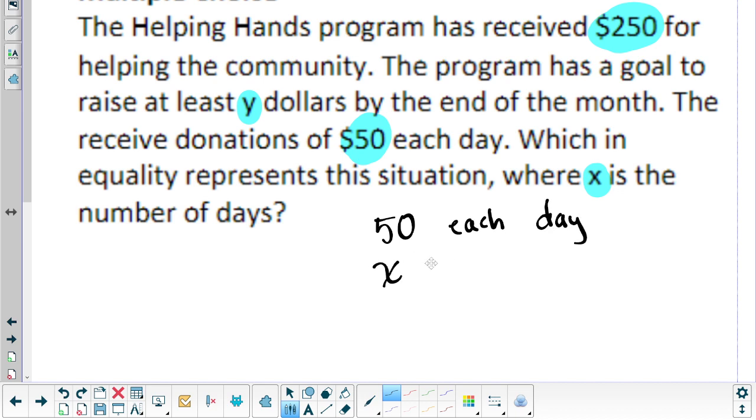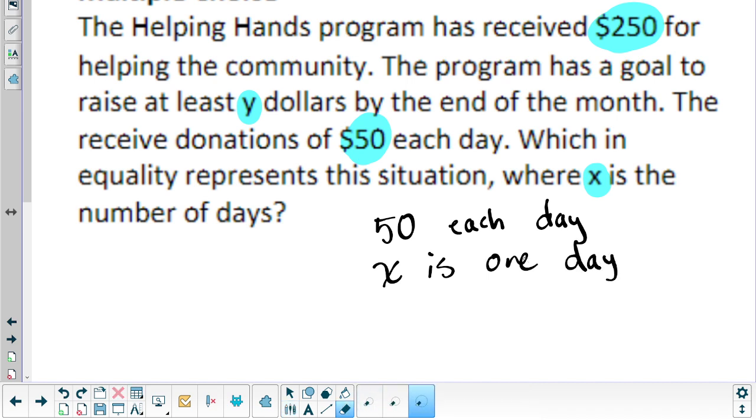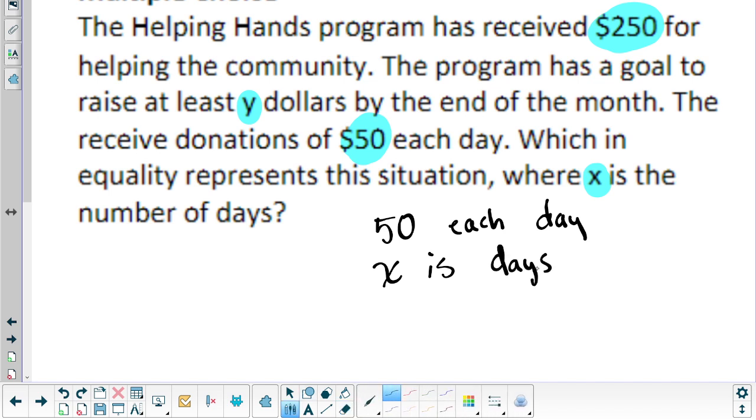and X is the number of days, that means that one side of my equation is just going to be 50 times X, okay? I also know that they just received $250 just plain, with no condition on that. They don't get that every day. They just got it one time, which means in addition to this $50 for each day, they got 250, okay? And now I know that this is one of the sides of my inequality.